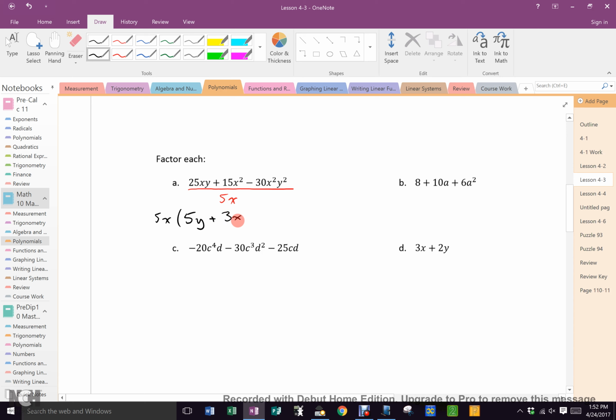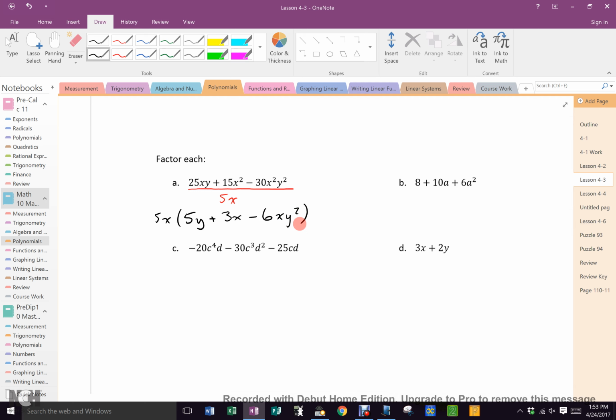3x. Why is it 3x? Because I had 2 up there, but only 1 down there, so I can only cancel one of them, right? And what's the last one? Minus 6xy squared. Is everybody cool? Okay. That is the hardest GCFing that we can do.